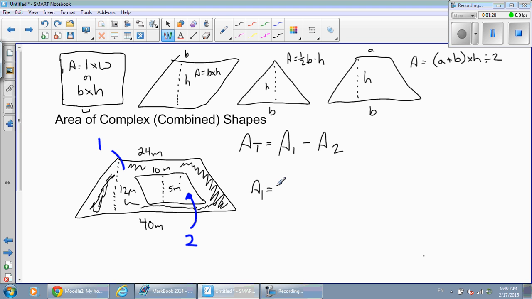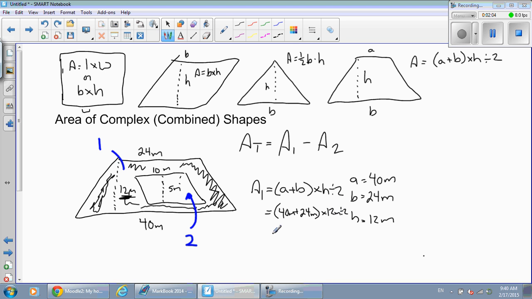Area 1 is equal to bracket A plus B times H divided by 2. A, B, H. The height's here, it's 12 meters. It's kind of hiding. We're trying to find the area of this shaded in area. 12 meters. I'll use A being the bottom here, 40 meters. 24 up top.